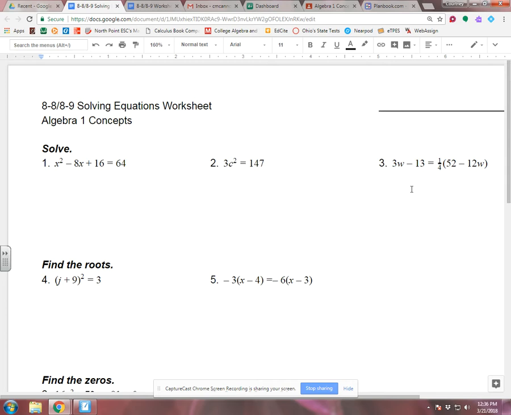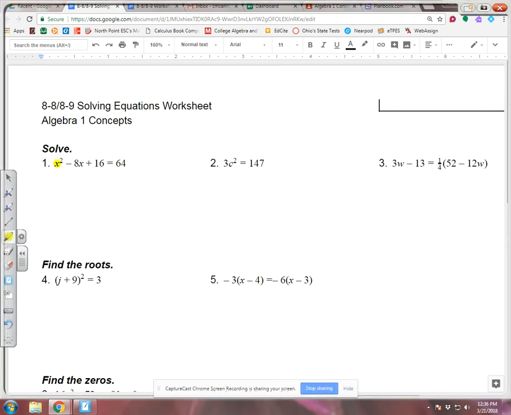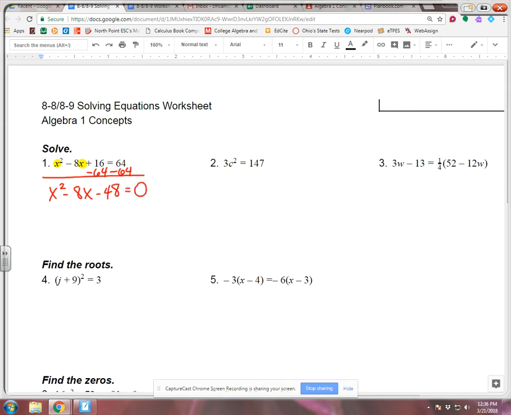So if you take a look at number 1, you'll notice here that you have an x squared and an x. That's two different types of variables. So we're going to have to set this thing equal to 0, factor, and then solve. So first things first, if I want to set this equal to 0, I'm going to subtract the 64. When you take 16 and you subtract that 64, you will get negative 48.